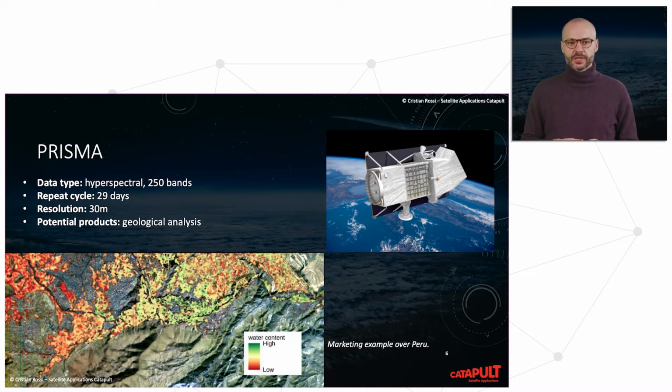The other hyperspectral mission that I mentioned in a previous slide is called PRISMA. Again, with a large number of bands, 250 bands, repeat cycle of 29 days, resolution similar to Hyperion, 30 meters, and potential products that range from geological analysis, but also vegetation and everything that can be done with hyperspectral data, pollution and so on.